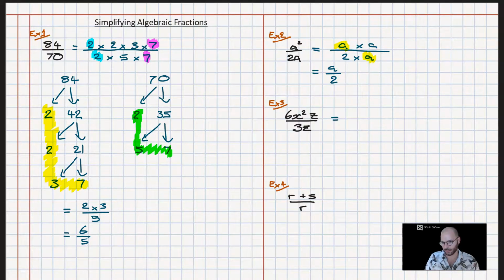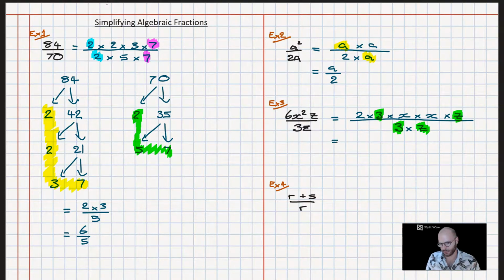Example 3. Let's break this up. What are the factors of 6? Well, they're going to be 2 times 3 times x times x times z. Then we have downstairs 3 times z. Getting my highlighter, I identify what is common between the two. And I can see that there's a 3 here, a 3 here, and then there's a z and a z.